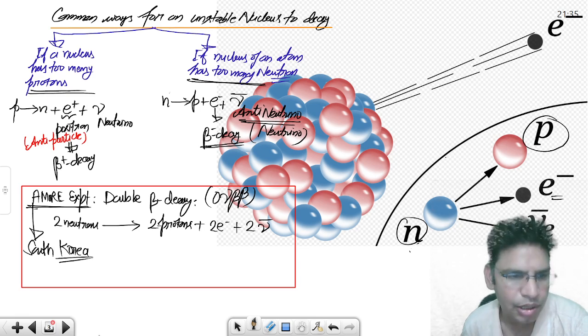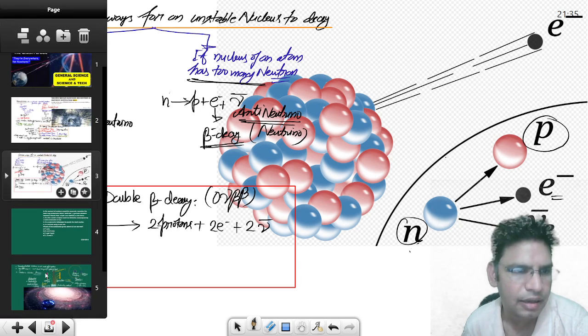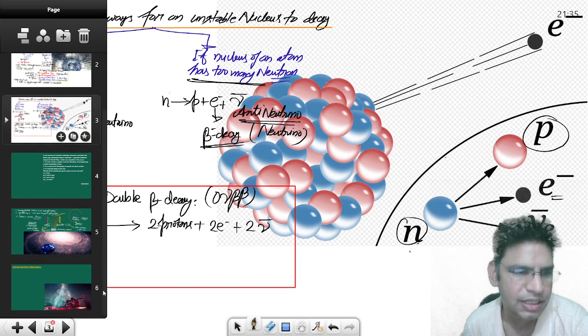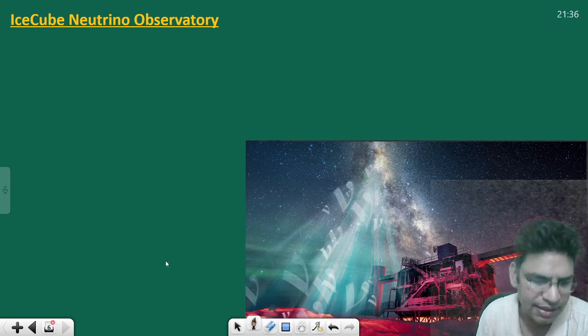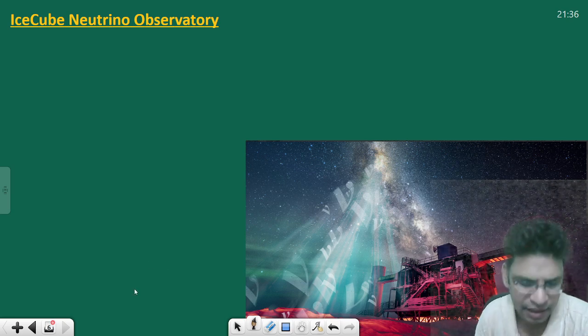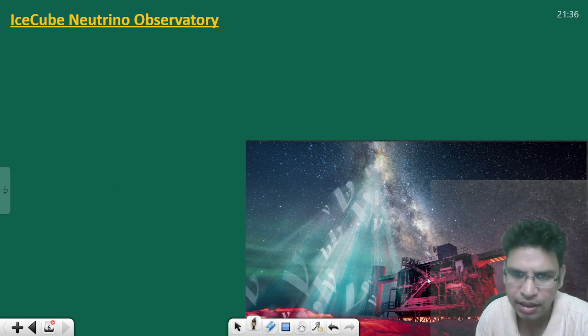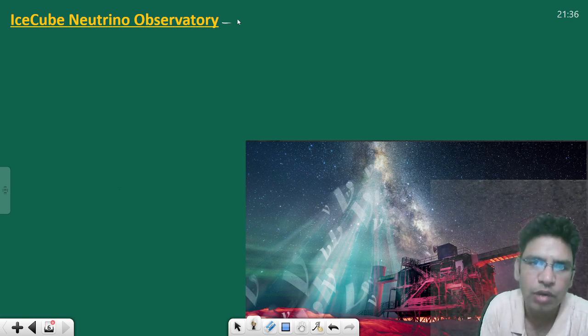Okay, so this is the idea. Quickly, let me tell you about a famous experiment about which UPSC has asked a question. This is the IceCube Neutrino Observatory. It is a neutrino observatory at the South Pole of the Earth.